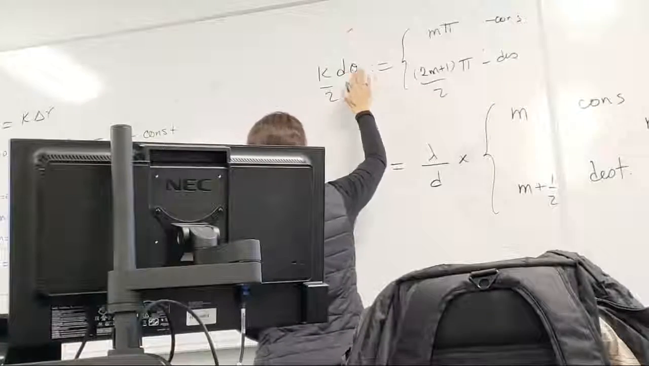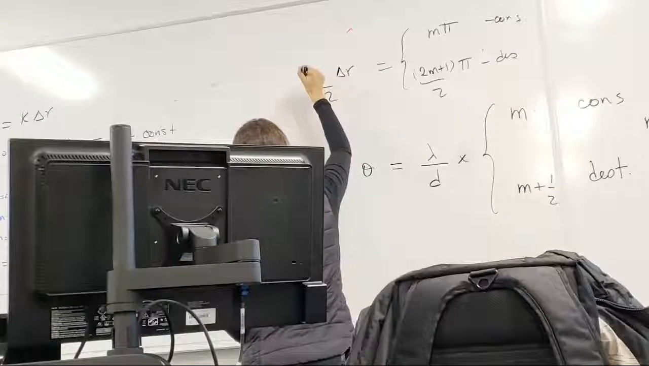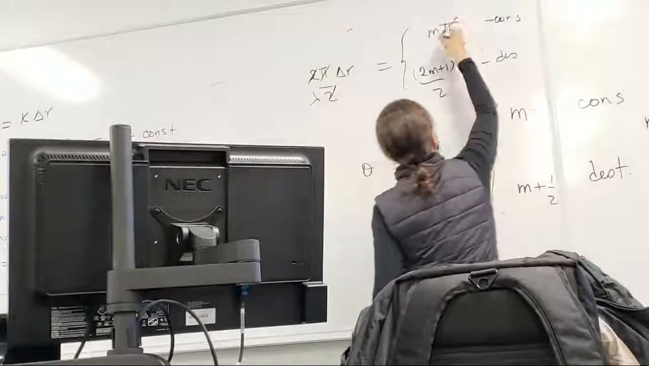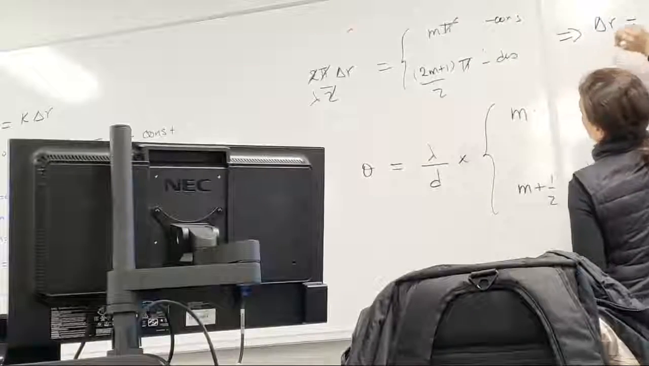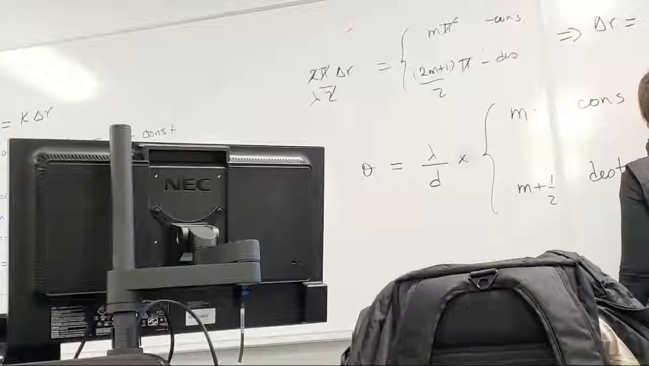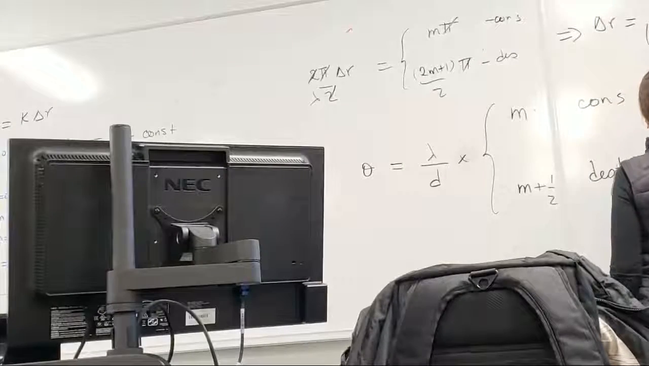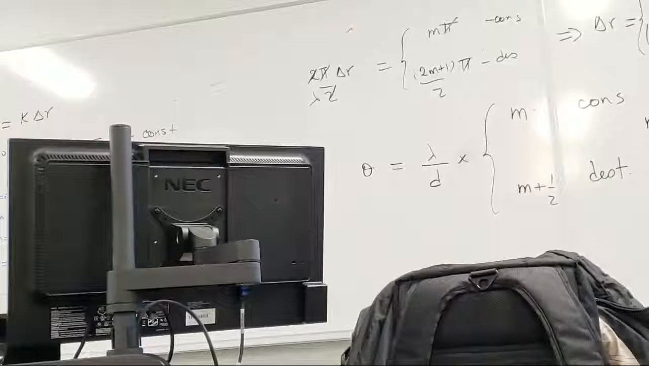So here I could put k delta r over 2, where k is 2 pi over lambda. So that this goes away, and what I end up with is that delta r equals lambda times m for constructive, and (2m plus 1) over 2 times lambda for destructive, right? They're telling you that the difference in path length is 3 times lambda. Is it constructive interference or destructive interference? Constructive interference, right? So they're asking for bright fringes.